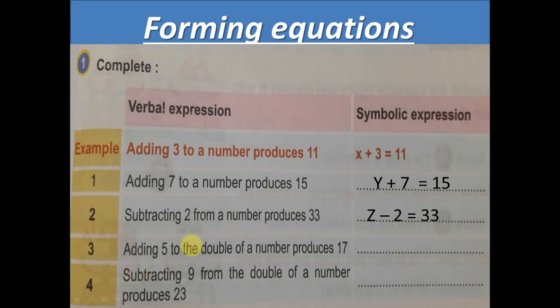Exercise number 3: adding 5 to the double of a number, 2x, 2y, 2z, produced 17. This equals 2x plus 5 equals 17. Subtracting 9 from the double of a number produced 23. يبقى 2y minus 9 equals 23.